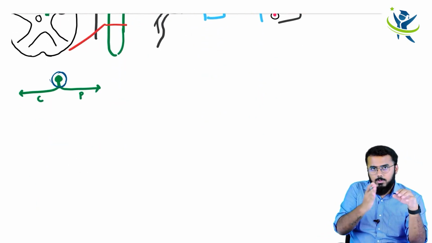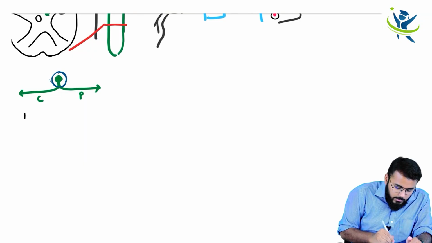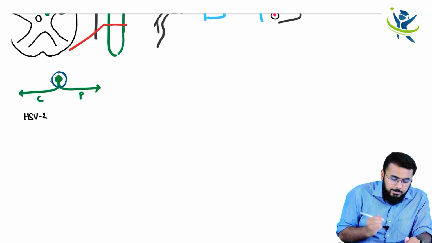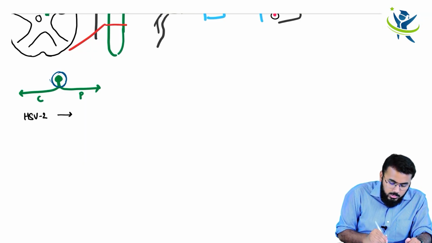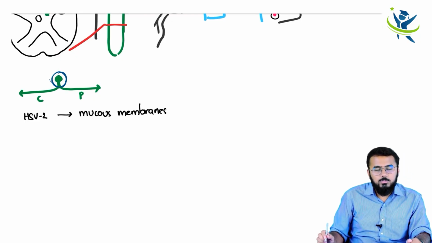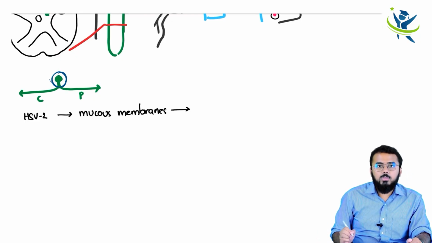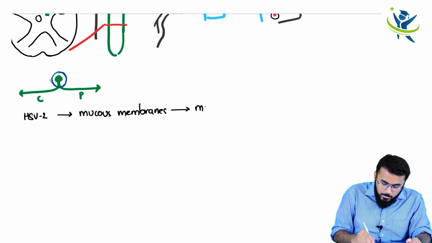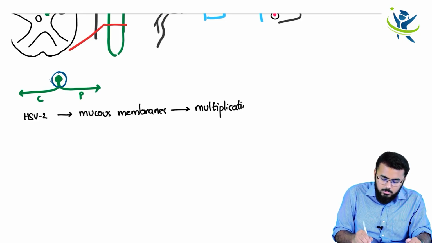But before that, let me write down the total story. So we have discussed that HSV type 2 has crossed what? Mucous membranes. Has crossed mucous membranes. After crossing the mucous membranes, it underwent multiplication. It underwent multiplication in the epithelial cells.